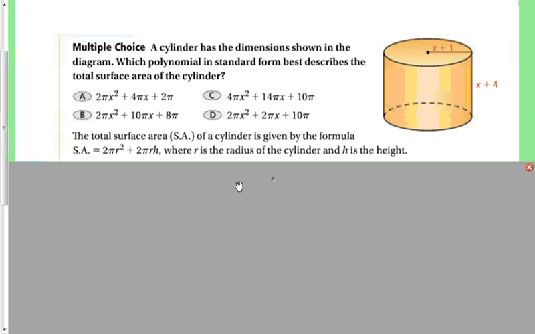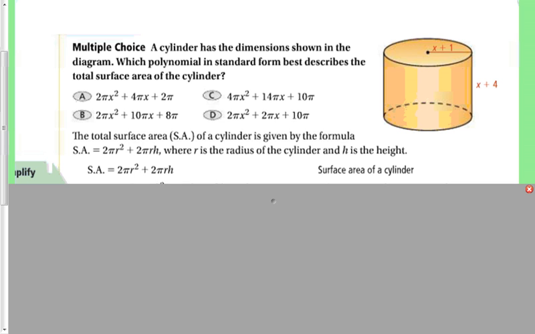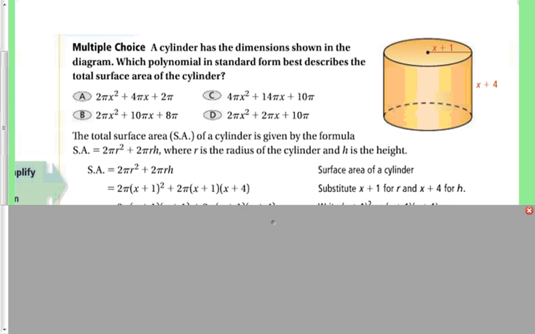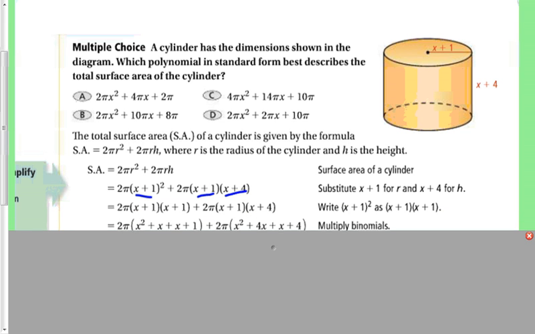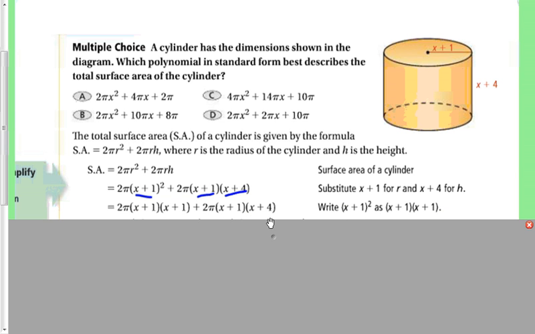So here's a formula that I'll give you for surface area. It's 2 pi r squared plus 2 pi r times the height. So the r is the radius and the h is the height. So that would be how to find the total surface area. So let's plug them in. We know the radius is x plus 1, so we have that in for the radius. And then we know the height is x plus 4, so we plug that in for the height. Now, what we can do is instead of having x plus 1 squared, we'll write it out as x plus 1 times x plus 1. And then we've got some foiling to do.